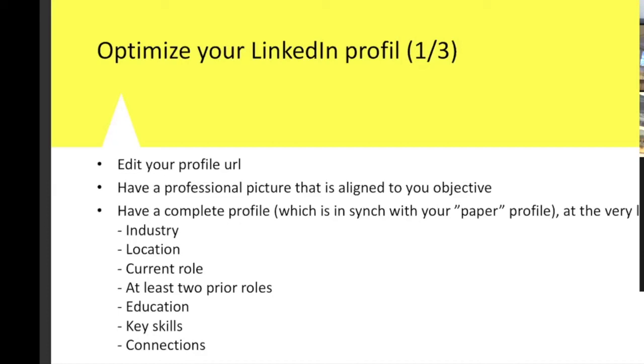So industry, location, current role. If you can have 2 prior roles, and also you don't have to have all the jobs you've had. You need to have the relevant ones. It's good if you have one after the other. But I mean, everybody has a life, and sometimes people take a sabbatical, sometimes they have kids. These are perfectly good reasons not to have the very filled hole in your CV.